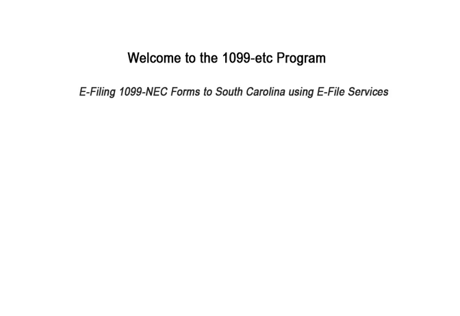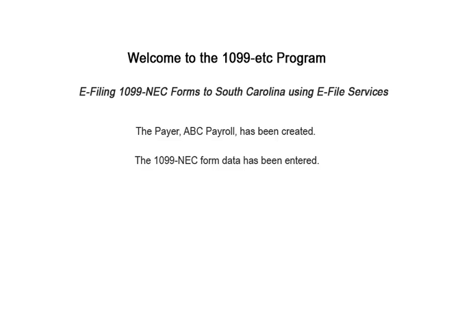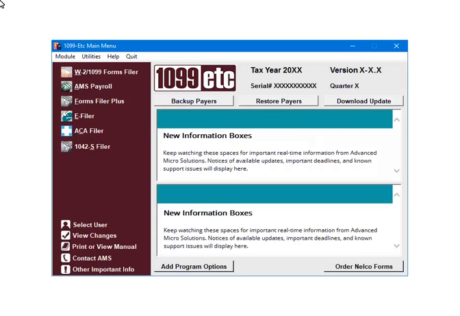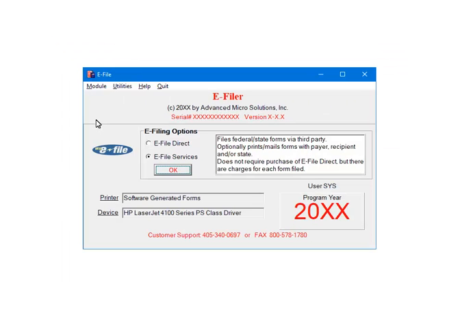This tutorial covers e-filing the 1099 NEC forms to South Carolina using e-file services. To begin, the pair ABC payroll has been created, and the 1099 NEC form data has been entered. This is the main menu. To continue, select e-filer. This is the e-filer menu. Select e-file services. Now click OK.